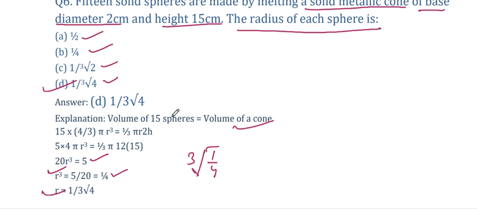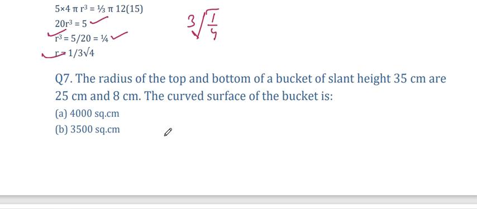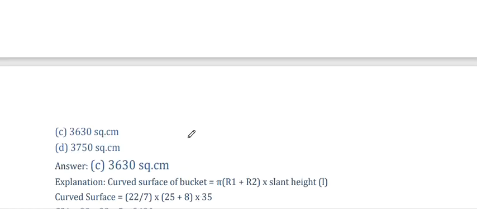Next question on your screen: the radii of the top and bottom of a bucket of slant height 35 centimeter are 25 centimeter and 8 centimeter. The curved surface area of the bucket is what? 4000 square centimeter, 3500 square centimeter, 3630 square centimeter, or 3750 square centimeter. We go with 3630 square centimeter, right?